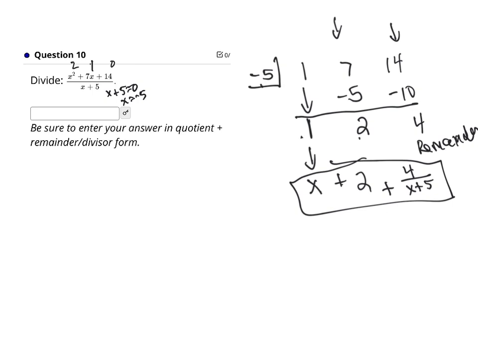A couple of things here to make sure. When you're doing this, you're bringing this number down, you're multiplying. When you have a remainder here, you're going to put that number in the numerator, and you're going to put it over this original binomial. Not where you solved and got a -5, but the original binomial. That goes there. And you're going to have a plus right here between those.